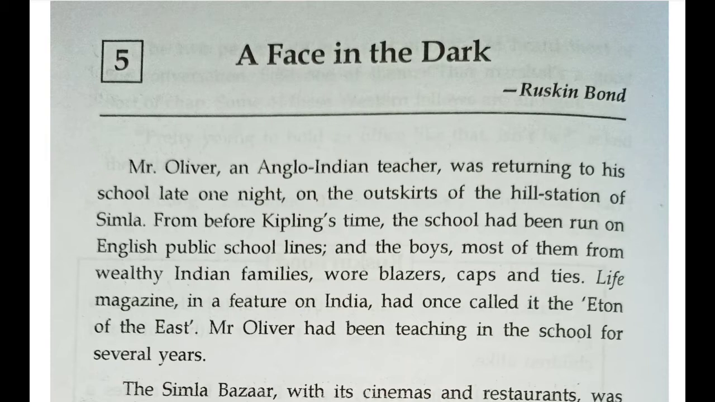Now, he gives examples. He talks about how the children of this school, those who attended the school, generally dressed. So he talks about blazers, caps, ties. So generally, children from wealthy Indian families would come to this school to study here. So this is the background of the school where Mr. Oliver worked. Life magazine, now it's a famous magazine published from Britain, in a feature on India, had once called it the Eton of the East.